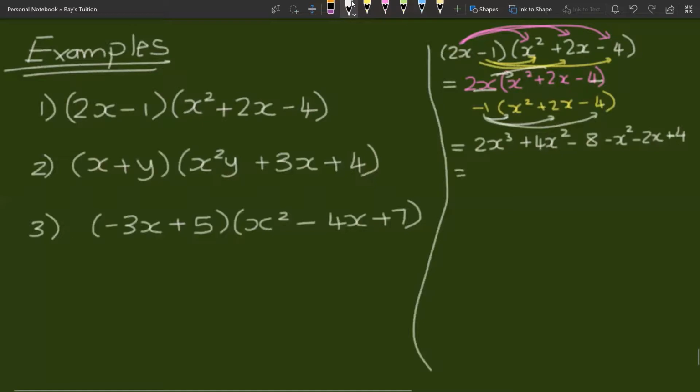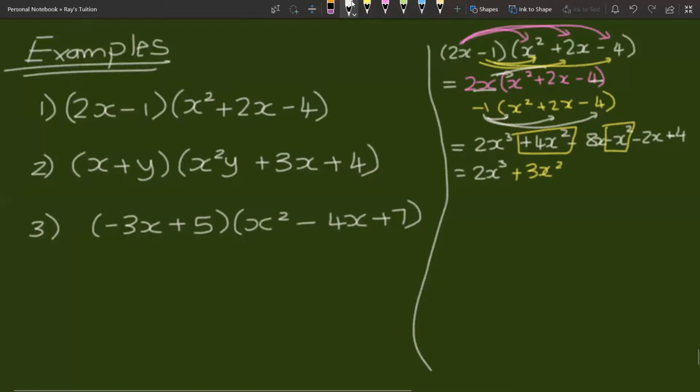Then the next step is to group our like terms. The 2x cubed is by itself. Then what we have is x squared terms. So we have a positive 4x squared and a negative x squared. So 4x squared minus x squared is positive 3x squared.